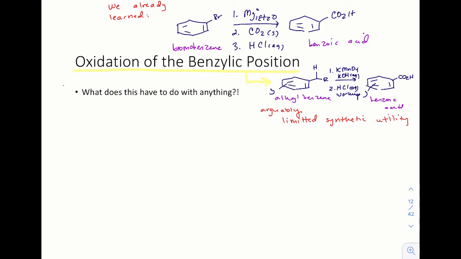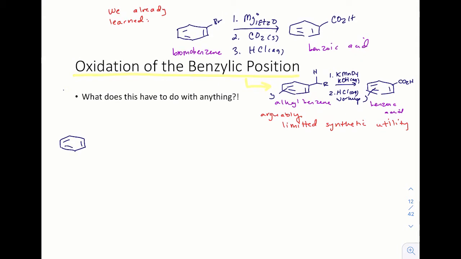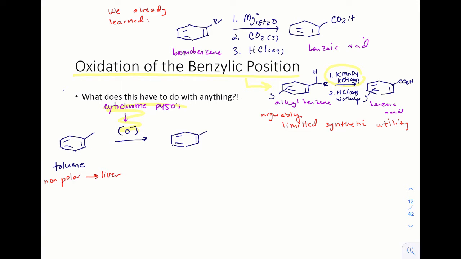Now, not with potassium permanganate, but with the iron-containing enzymes that are located in the liver. As you probably know, the liver processes toxins, particularly nonpolar toxins. We can imagine toluene. Toluene is a nonpolar molecule. It would localize in the liver. And the liver contains oxidants. These oxidants are called cytochrome P450s, and they contain an iron core. And these cytochrome P450s behave very similarly to potassium permanganate, in that they completely oxidize the benzylic position of alkyl benzene toxins that may find their way into the body.